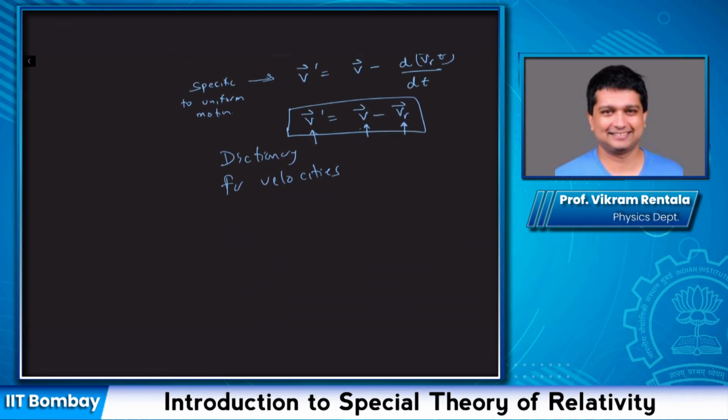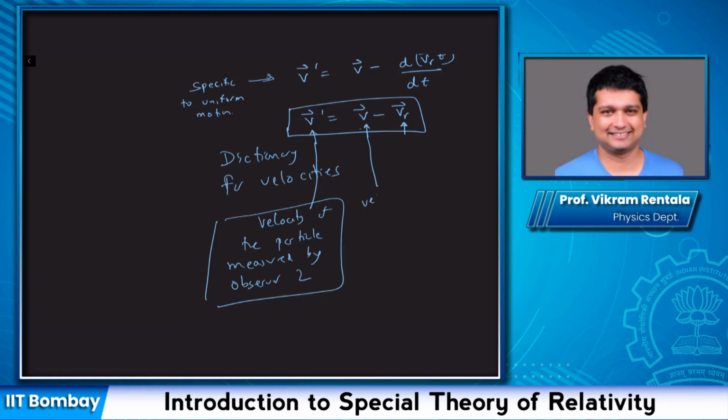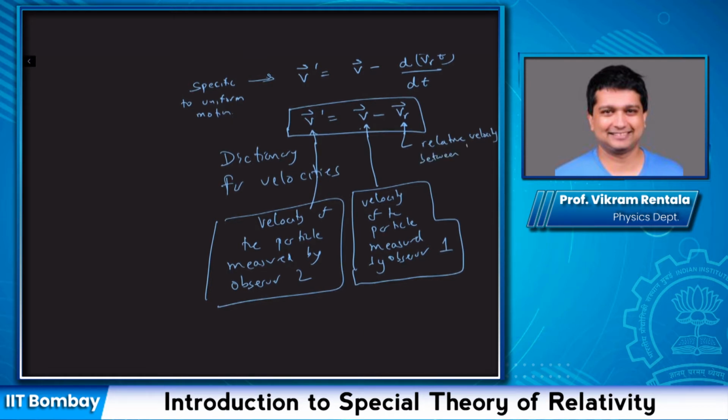Okay, so let's write this in words. So this is the velocity of the particle measured by observer 2. This is the velocity of the particle measured by observer 1. And this is the relative velocity between the two observers.